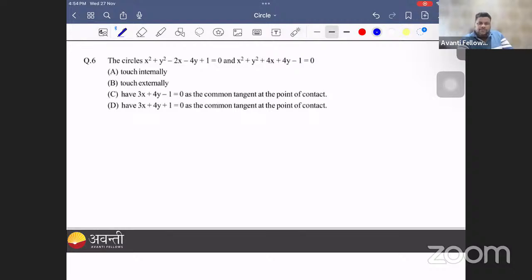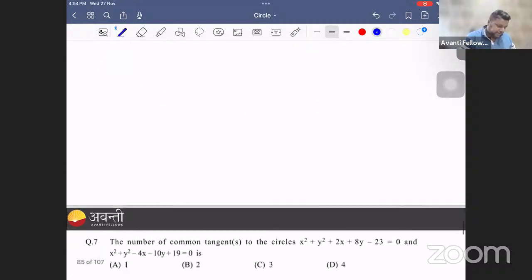Nandini, okay, you are saying option B, touch externally. Very good. Both of you have done it. Good. I'm not going to check it now.